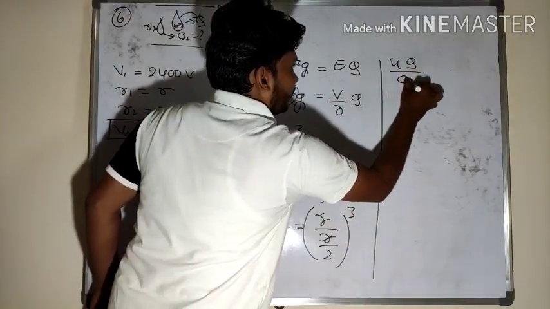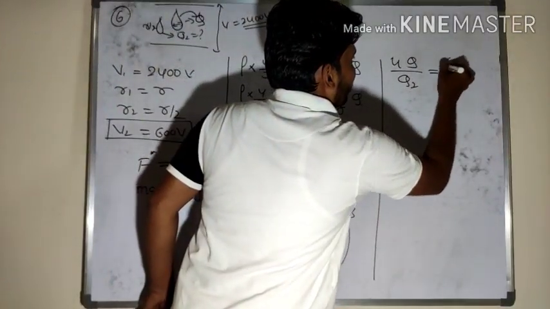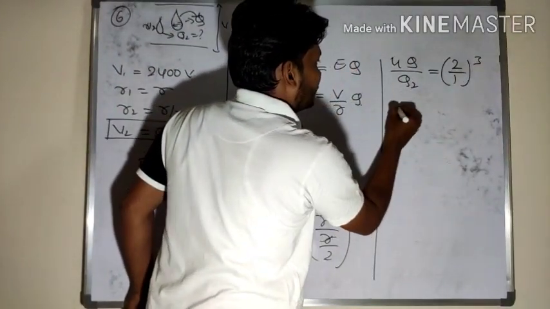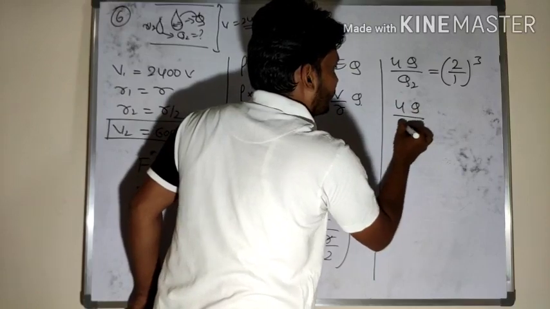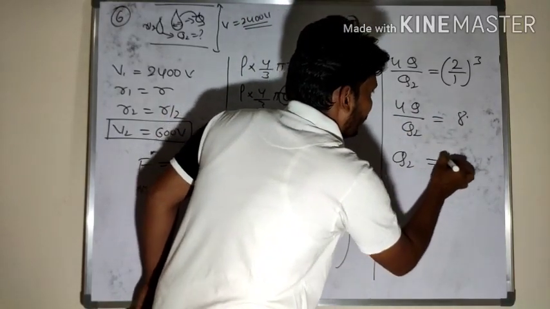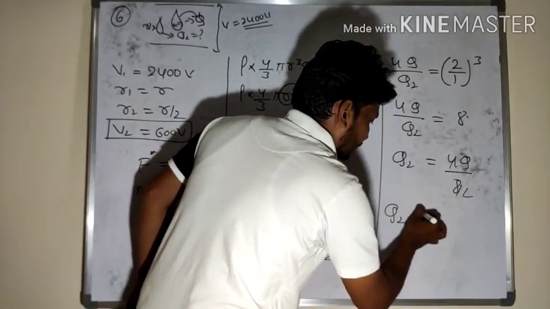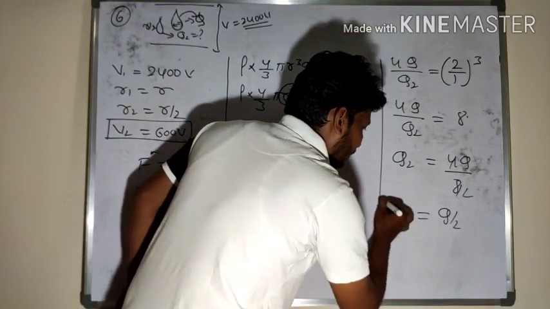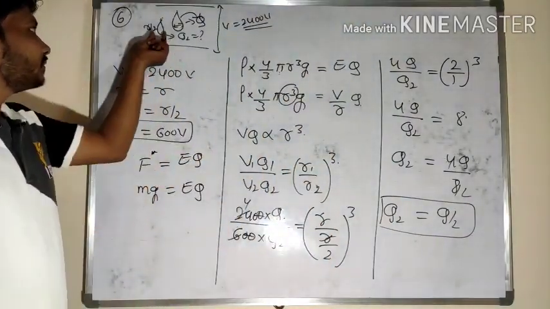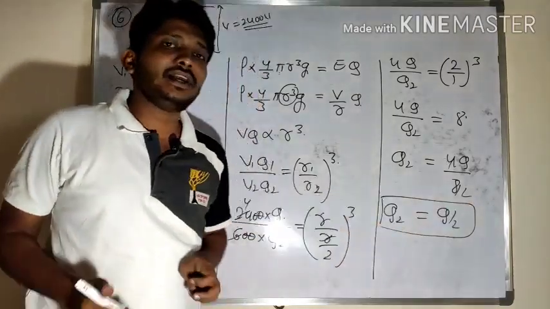Q divided by Q2 is equal to what? 2 by 1 whole cube. So 2 cube is nothing but 8 here. So 4 Q by Q2 is equal to 8. So Q2 is equal to 4 Q by 8, so Q2 is equal to Q by 2. What must be the magnitude of the charge on the oil drop here? That is half of the initial charge.